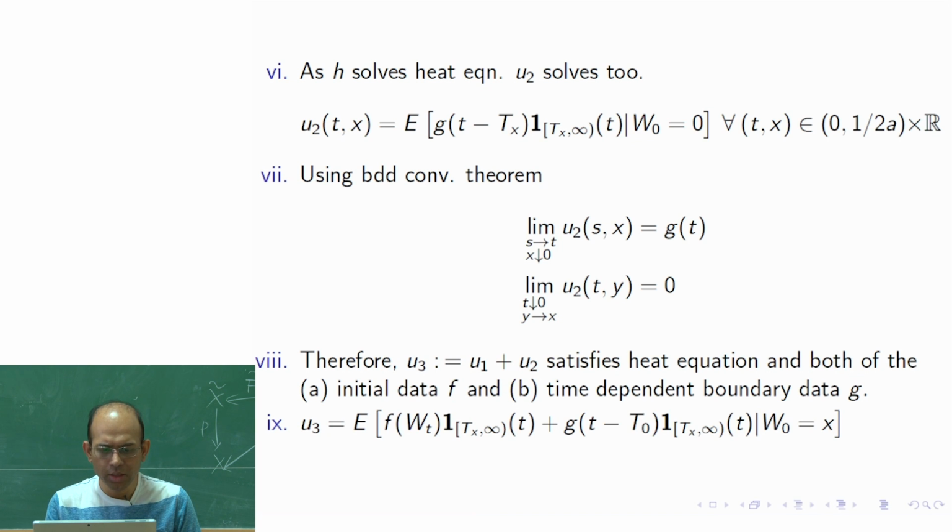Now we want to write down u3. u3 is nothing but u1 plus u2. So u1 is written here, f of W(t1) times the indicator of Tx to infinity, and u2 is written here, g of (small t minus T0), times the indicator function of Tx up to infinity. This whole expression gives us the stochastic representation of the initial boundary value problem for the heat equation. Next we are going to see the interpretation of this expression. We have already seen how it works for an unbounded domain, with no boundary. Now we are going to see it for a bounded domain.